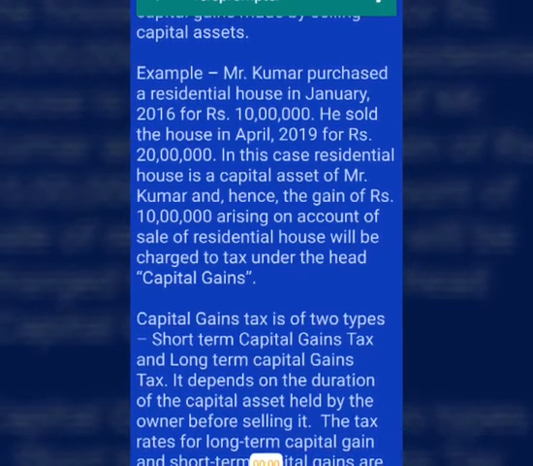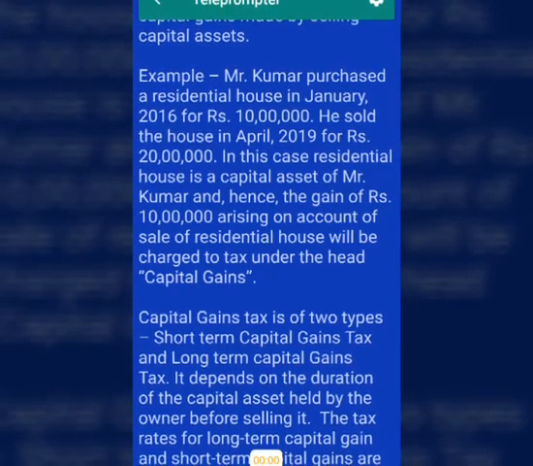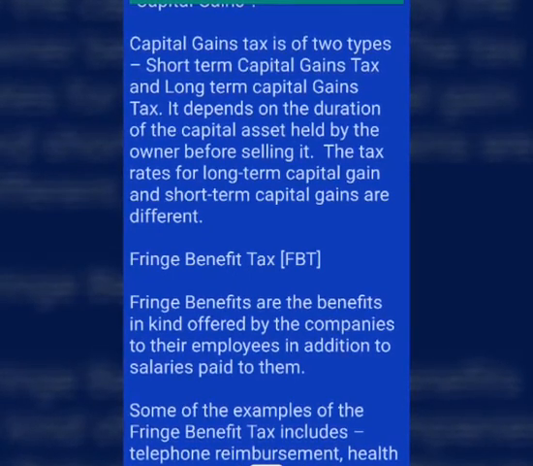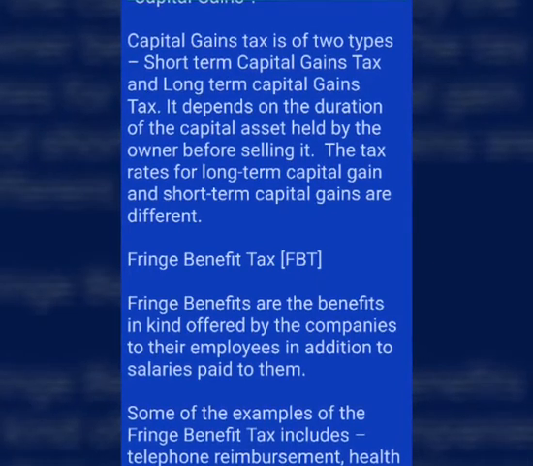Capital gains tax is of two types, short-term capital gains tax and long-term capital gains tax. It depends on the duration of the capital asset held by the owner before selling it. The tax rates for long-term capital gains and short-term capital gains are different.